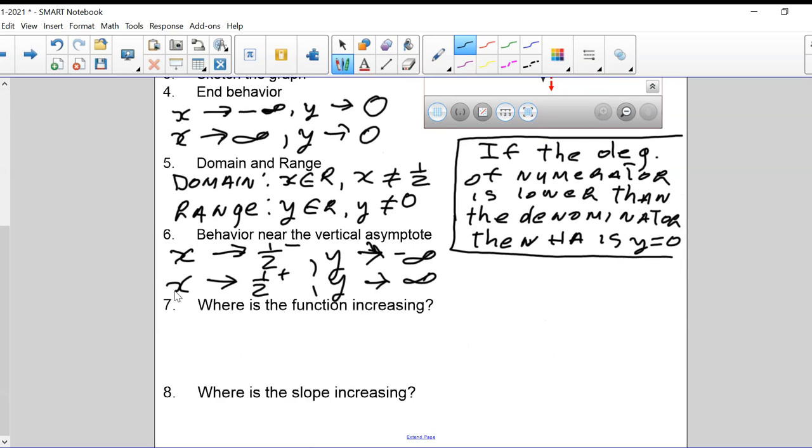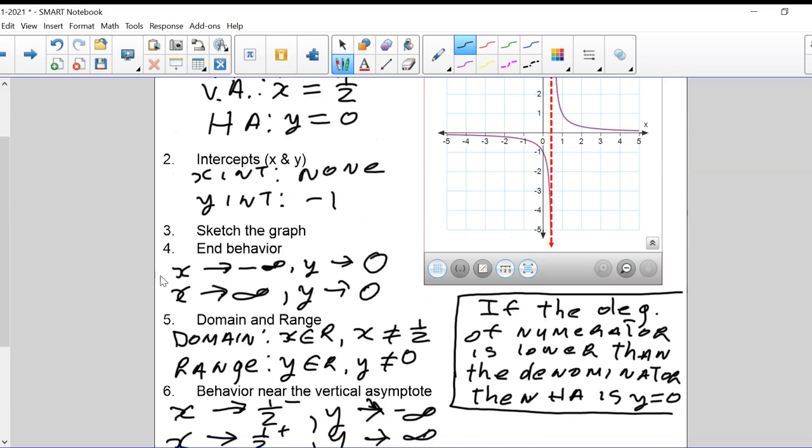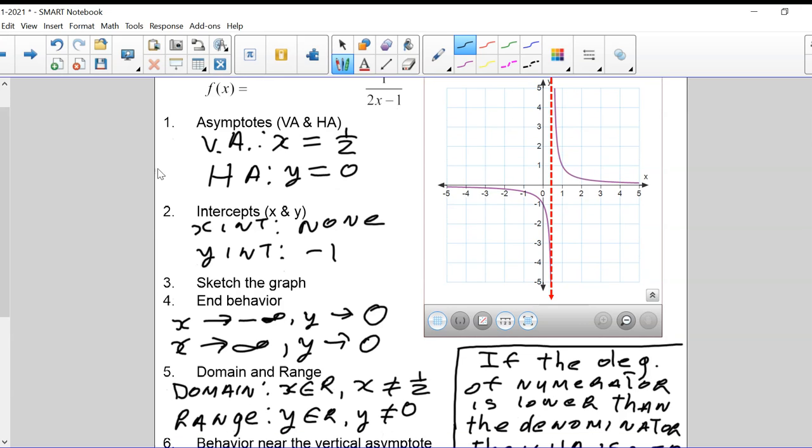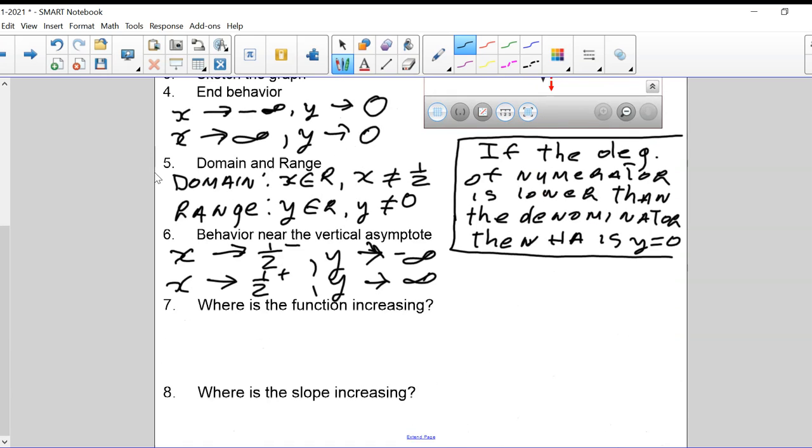Where's the function increasing? All right, what do you say to that? Let me show you the function again. Where is the function increasing? At what point along the function, from where to where would you say it is increasing? Never, just like the last time. Never, never.